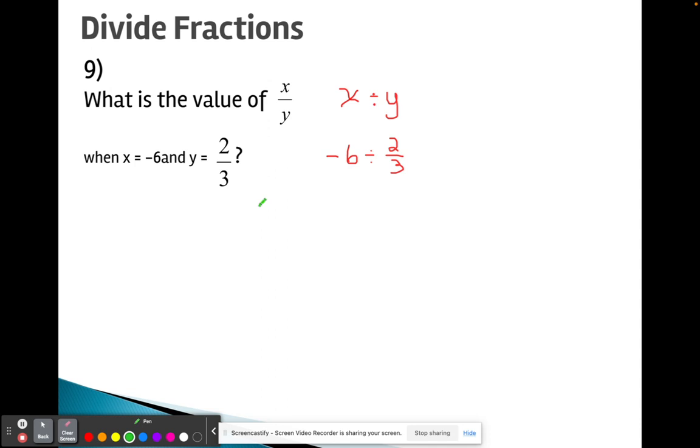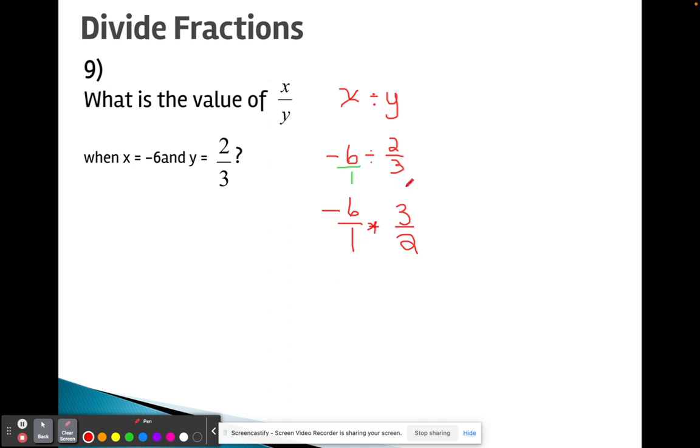Remember, -6 is the same as -6 over 1. We probably want that when we move to our keep, switch, flip. So I'm going to keep my -6, or my -6 over 1, switch my divide to times, and then get that reciprocal of 2/3, which is 3 over 2. Keep, switch, flip. Simplify before you multiply.